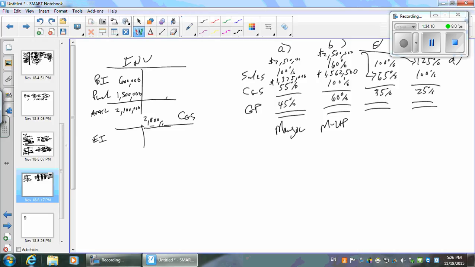What's your ending inventory? 100,000. How many of you have that? Okay. Some of you, this one's another margin, right? This one's another margin. Percentages. So work on it. Work on it. Okay, go away.